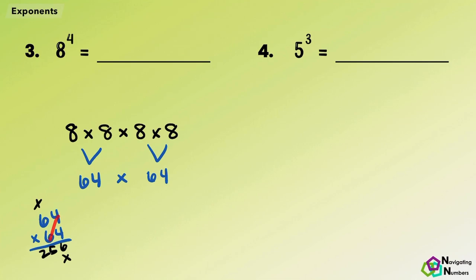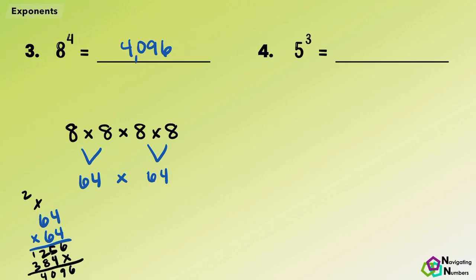Moving on. Let me put a placeholder there. We have 6 times 4 is 24. Carry the 2. 6 times 6 is 36. Plus 2 is 38. Let's add them up. 6 plus 0, 5 plus 4, 8 plus 2 is 10. 3 plus 1, 4. So we have 4,096. So 8 to the 4th power, or 8 to the power of 4, is 4,096.